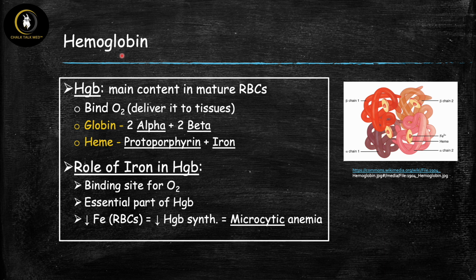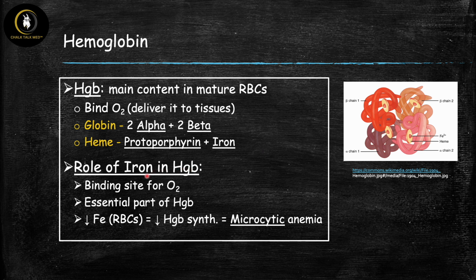So now let's talk about the hemoglobin. It's the main thing inside of mature red blood cells, and that's because it is what actually binds the oxygen and helps carry it and deliver it to tissues. As you can tell from the name, it's made up of 2 parts, heme and globin. Globin is a protein. It has 4 subunits or chains, 2 alpha and 2 beta. And at the center, we have the heme, which is made up of protoporphyrin and iron.